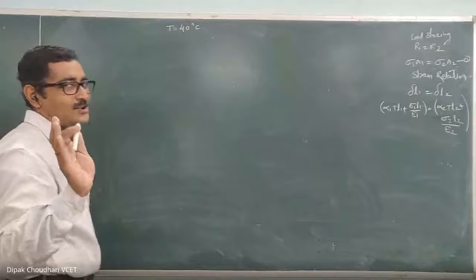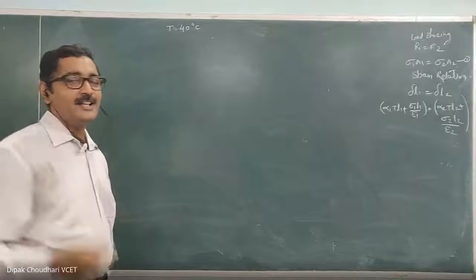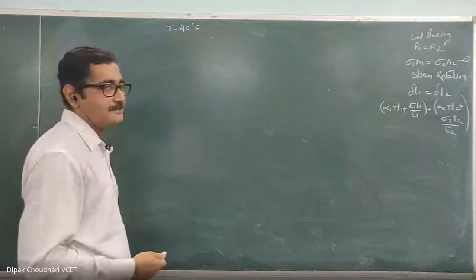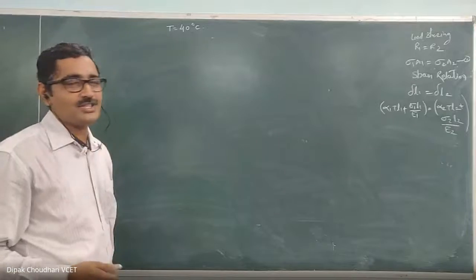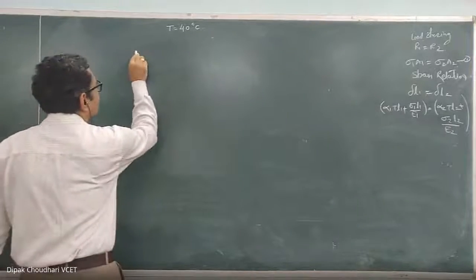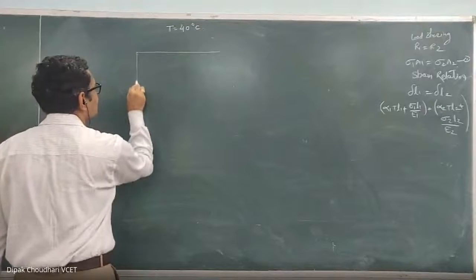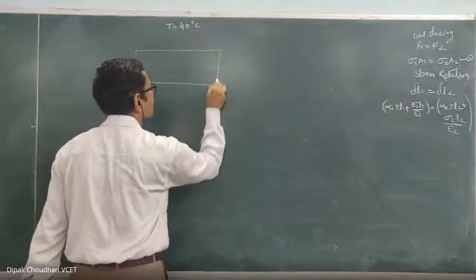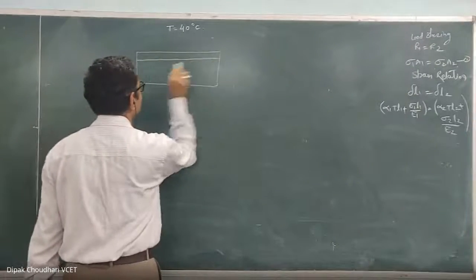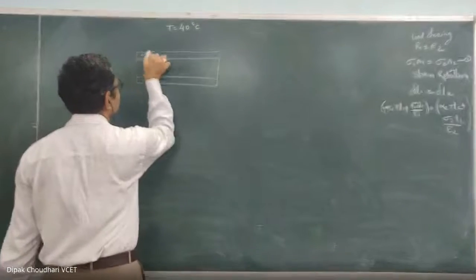First I will draw a simplified line diagram here, and I am going to draw the cross-sectional view, the lateral sectional view, the front view. So there is a brass tube. This is the brass tube, a hollow brass tube.